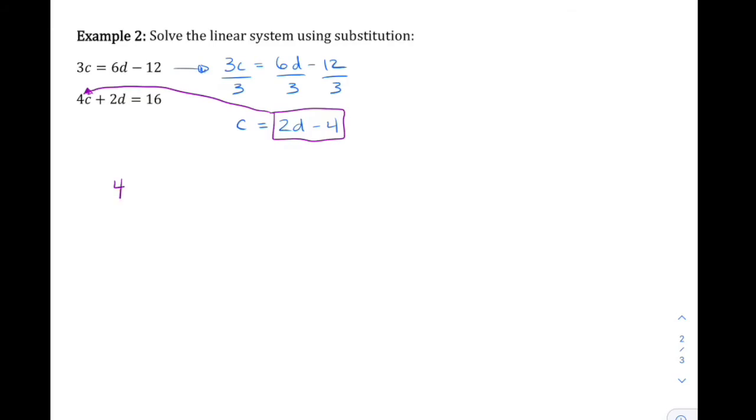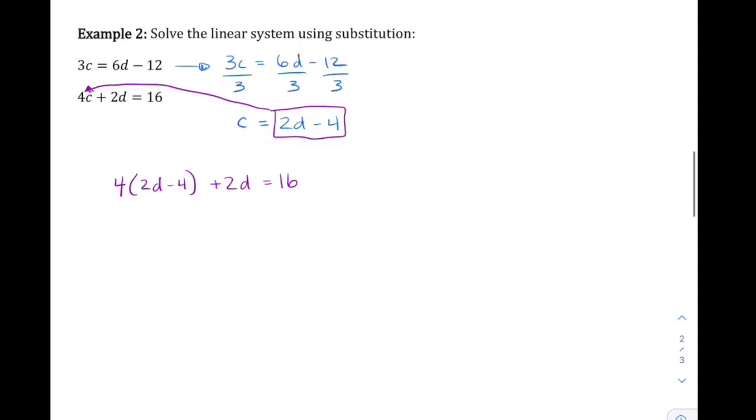So I'm going to write that out. That equation is 4, then it's C. So I'm going to replace C with 2D minus 4, plus 2D is equal to 16. And now I have a super equation that has only one variable, D. So I'm going to distribute into each of the brackets here. So I'm going to get 8D minus 16, because 4 goes to both, if you remember, plus 2D is equal to 16.